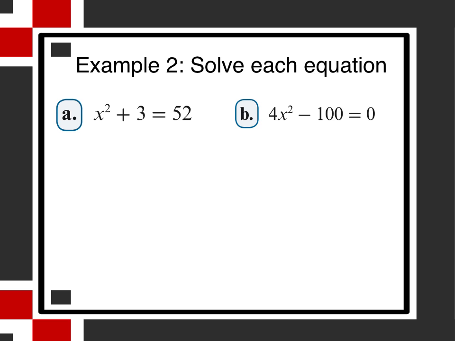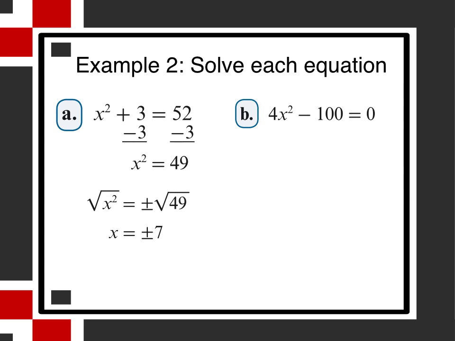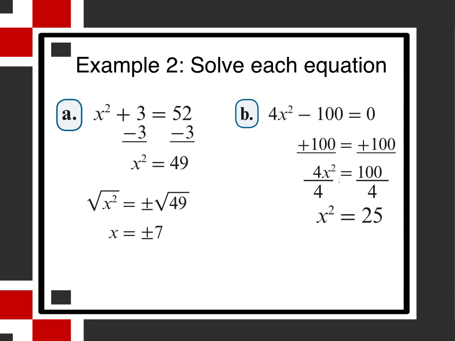Okay, so let's subtract 3 from both sides in example A. We get x squared equals 49. We can take the square root of both sides, and we get x equals plus or minus 7. So there are two solutions that would make that given equation a true statement. Example B, let's add 100 to both sides, and then we'll divide both sides by 4. X squared equals 25, and there are two solutions to solve this equation. When we take the square root of both sides, we get x equals plus or minus 5.